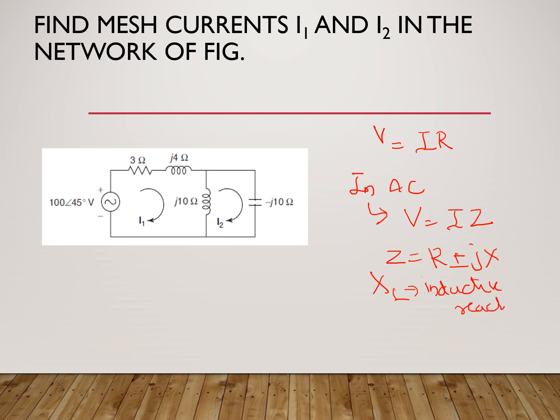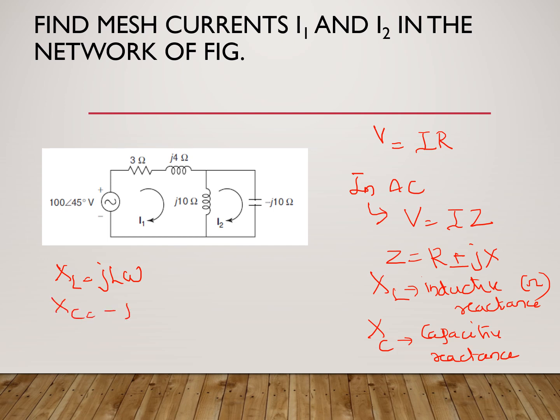XL is the inductive reactance, unit is ohm, and XC is the capacitive reactance, that is also unit is ohm, right? So now if you're representing inductive reactance, XL is normally written as J into XL. So J into L omega. That is how you represent. So L omega is your reactance, right? Similarly, XC is minus J by C omega. This is how the values are.